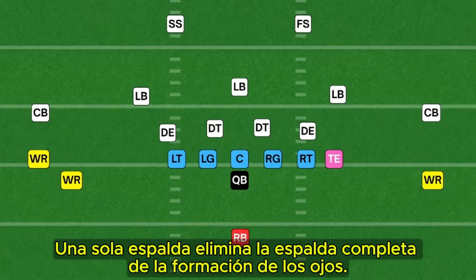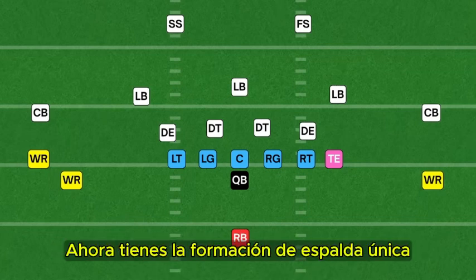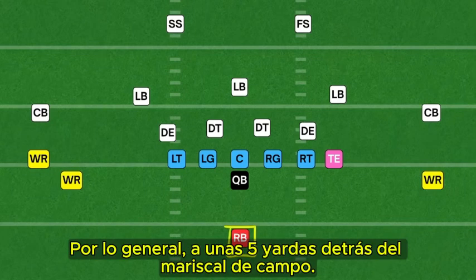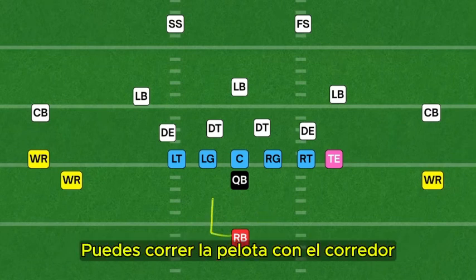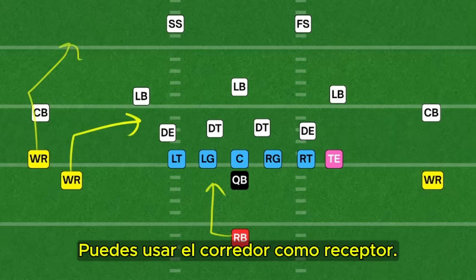Single back. Remove the fullback from the I formation and spread out your receivers. Now you have the single back formation, also called the ace formation. One running back, usually about 5 yards behind the quarterback. This formation offers perfect balance. You can run the ball with the running back. You can throw to multiple receivers. You can use the running back as a receiver.